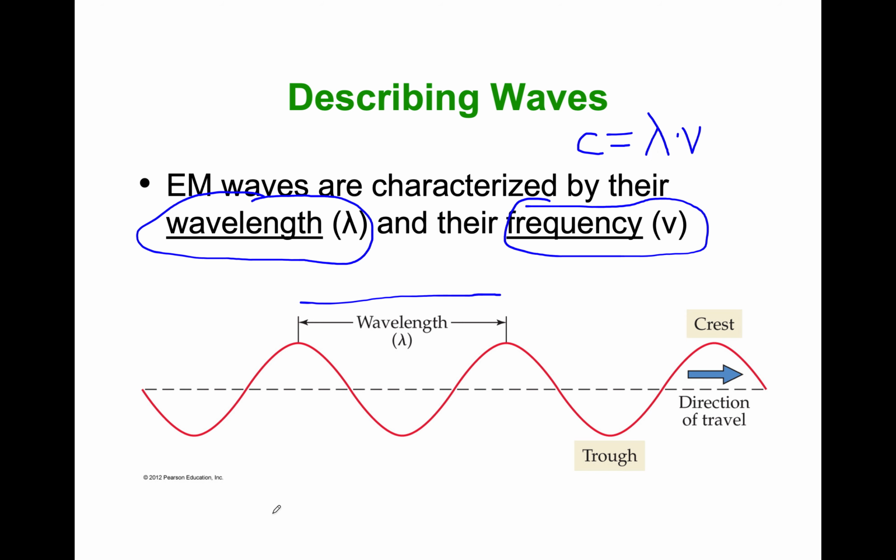So you can imagine then if I had a shorter wavelength, then I'd have a greater frequency. So these are inversely related. Wavelength goes down, frequency goes up. If you have a longer wavelength, that goes up, this goes down. So those are inversely related.